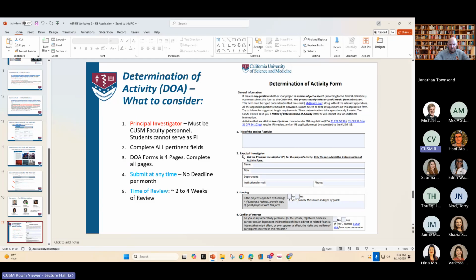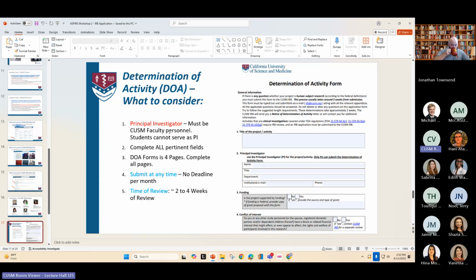All right, here are some scans of what I would like you to consider in terms of preparations for your IRB application. This is the determination of activity, the DOA form. What to consider? Principal investigator. I put this in red. I'm going to make this a blanket statement. It's not something to scare or to intimidate students. Students cannot be principal investigators on projects.